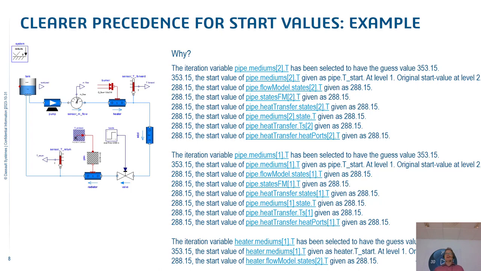So let's take a look at one example. This is a small model, and here you see this about groups of variables. Here are the beginning of 3 groups of variables with different start values. And this is just for iteration variables, so it's not the states even. And you see that there are lots of possible start values in the groups, and one is selected depending on this priority.